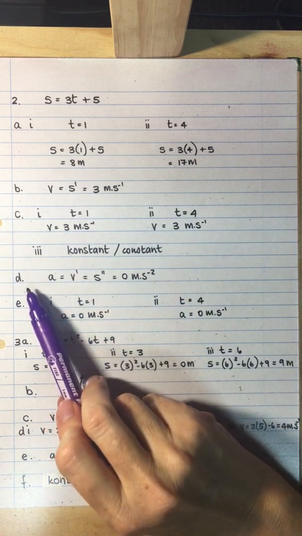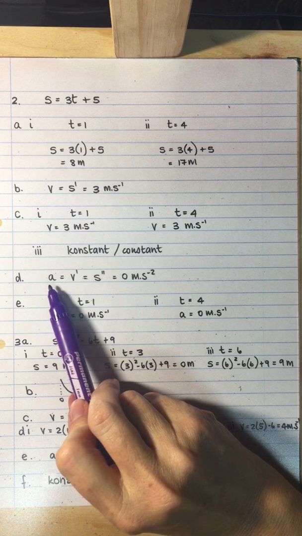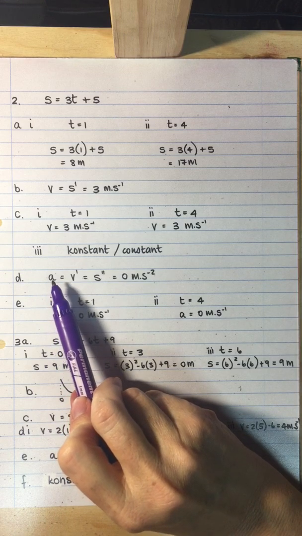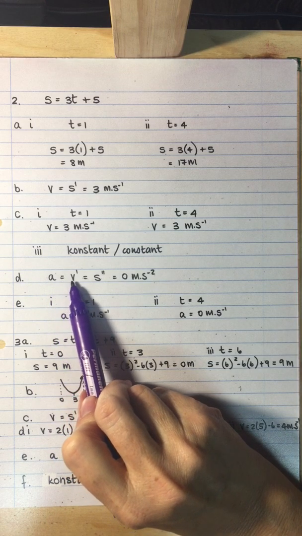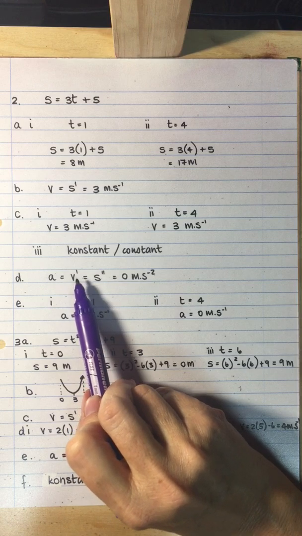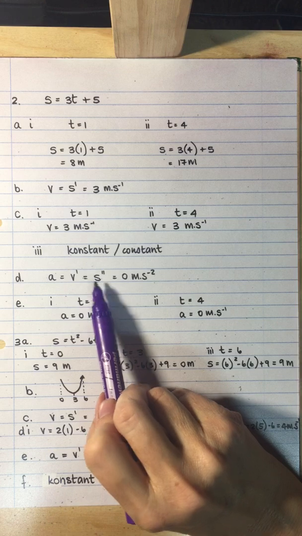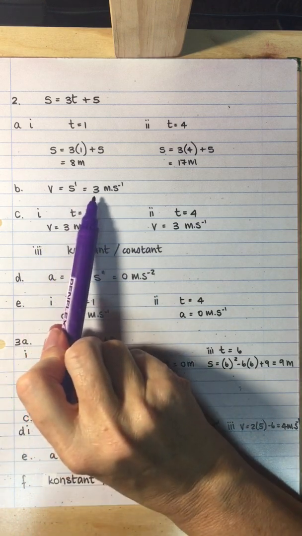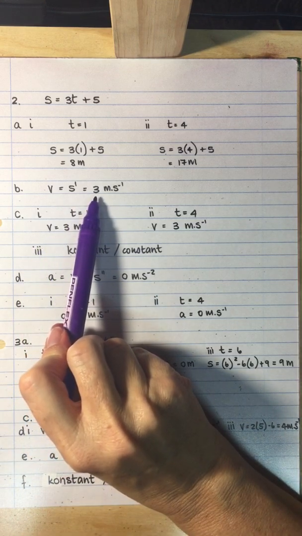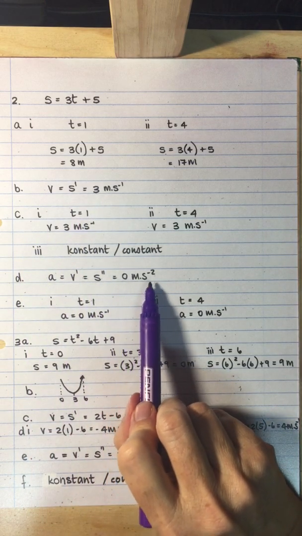Now we are asked to write down an expression for the acceleration of the particle. The acceleration is equal to the derivative of the velocity or the second derivative of the displacement. If we find the second derivative, we will see that it is equal to 0 meters per second squared.